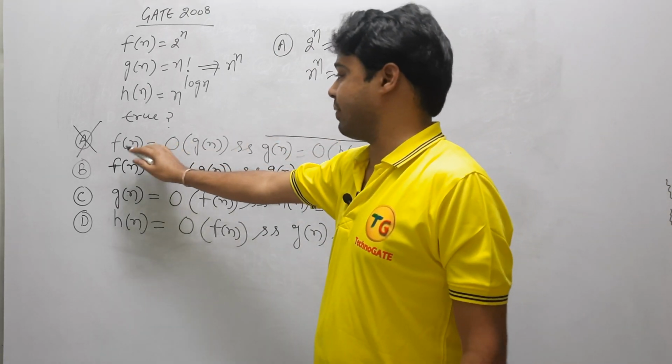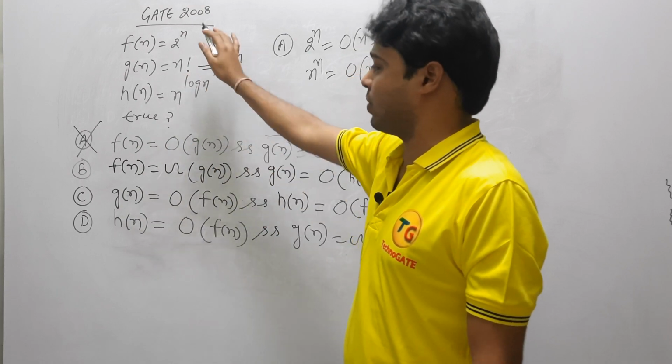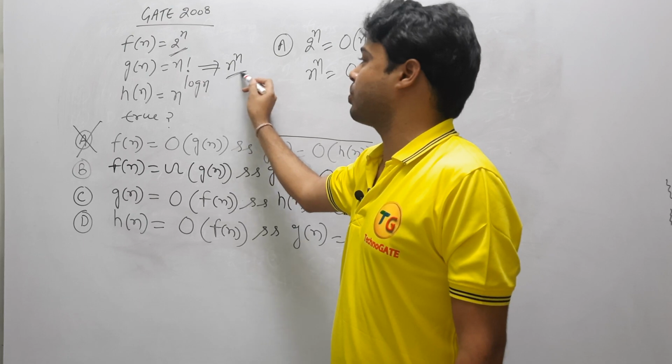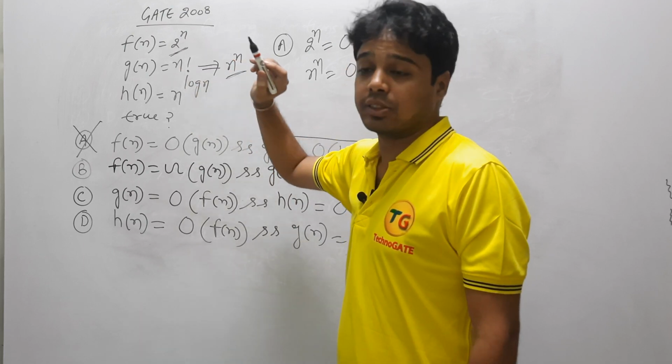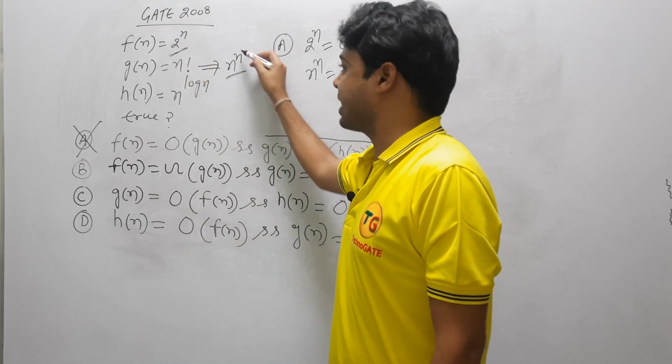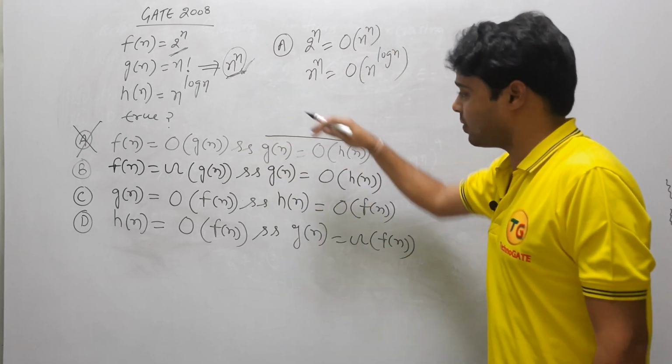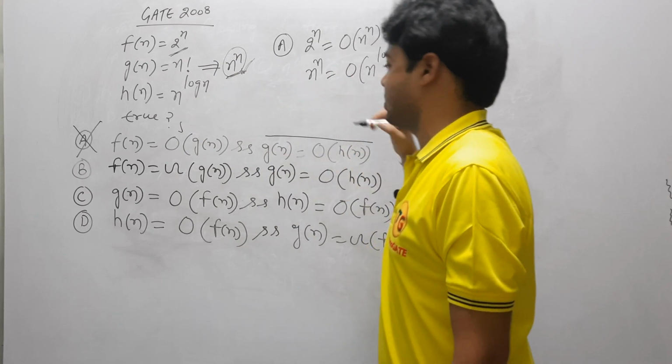It is correct that F of n is big O of G of n, because G of n is larger than F of n. Any polynomial function growth rate is smaller than an exponential function growth rate, except this one. This is a very, very large function here. So A is false because of this one. This is the correct one, but this is wrong.